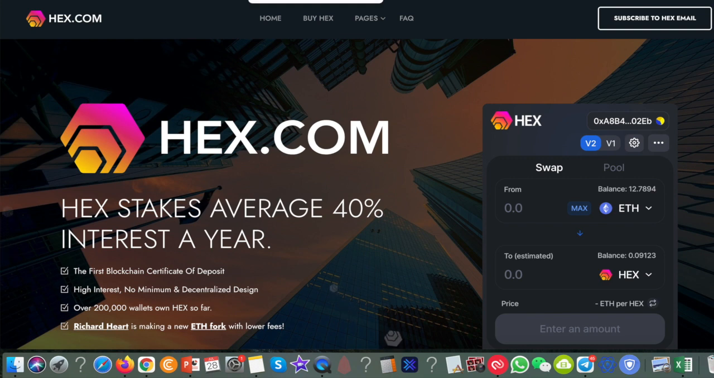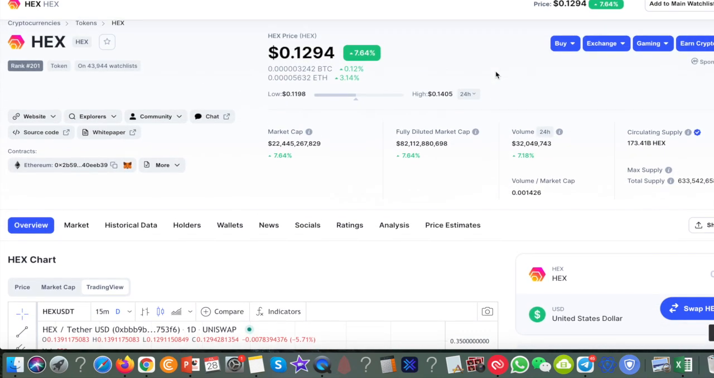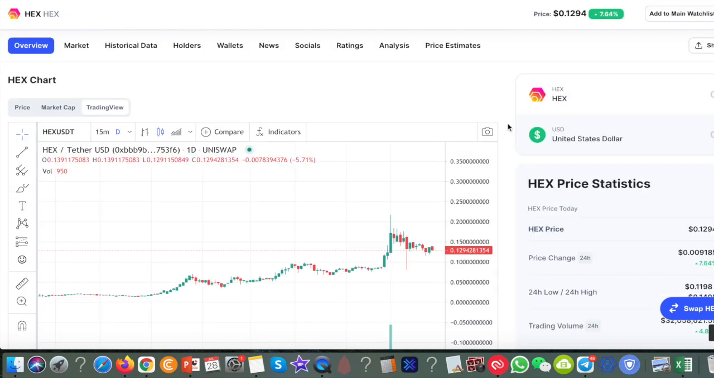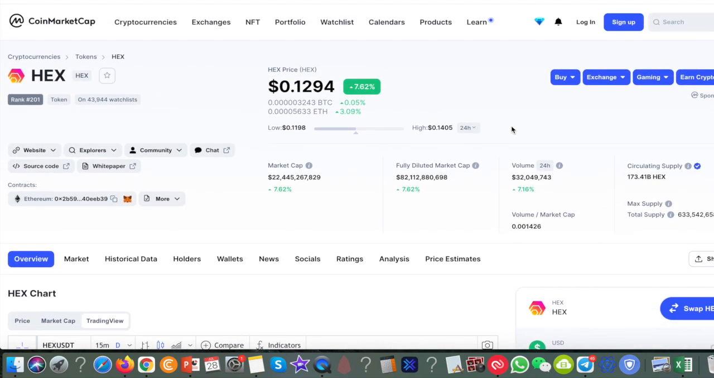So let's first have a look at the chart. Here's the HEX chart on TradingView. As you can see, it's been a slow, gradual pull up, and it's rising all the time. If we look at the last 24 hours, it's gone up by 7.6%. I bought a bunch of this coin way back here when it was a little bit cheaper, but the price has risen. But I think you've still got plenty of time to get in, because I believe it's going to go 1000x, and it's not going to be too far away when it reaches that. Let me tell you why.